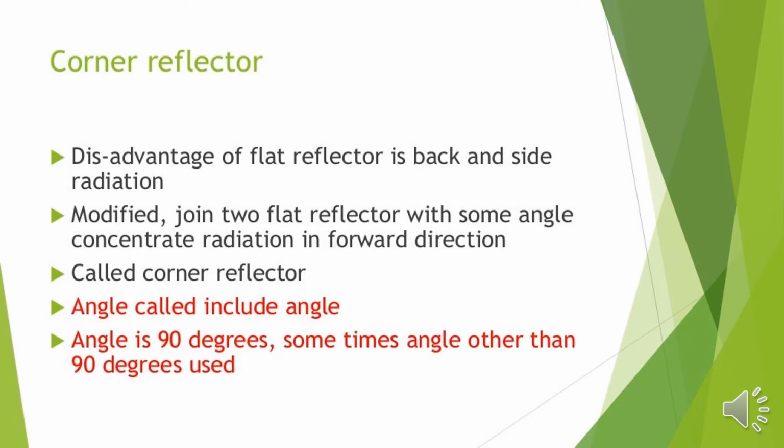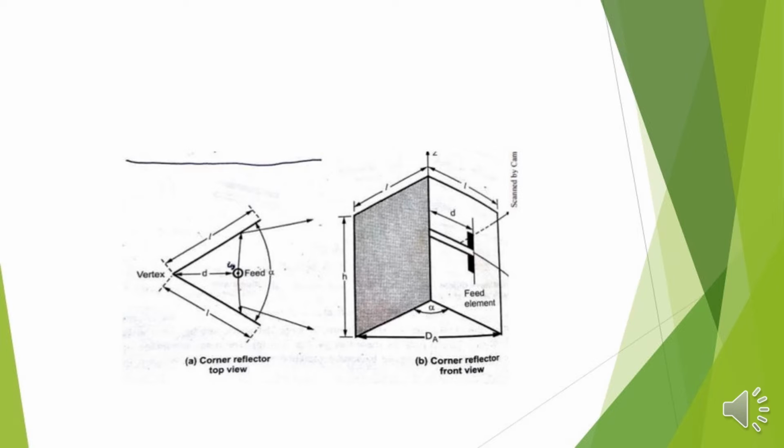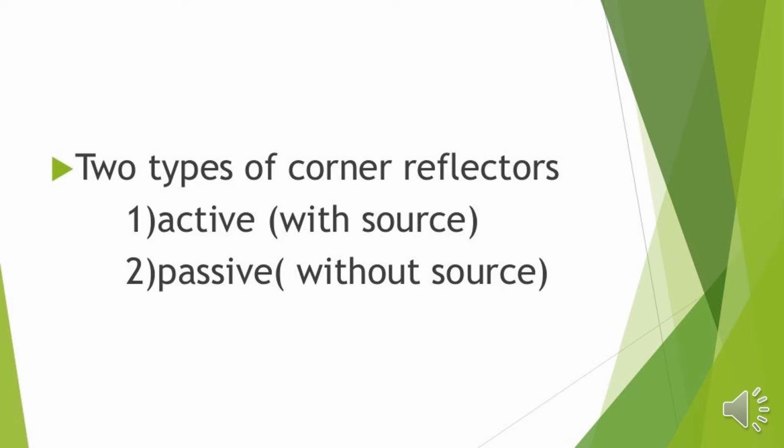You can see in the diagram the corner reflector top view and the corner reflector front view. This is how we place the feed element. It can be placed at the center, and in the front view you can see that it is at the right side of the reflector. In general there are two types of corner reflector, one is active and another is passive. Active is with a source and passive is without a source.